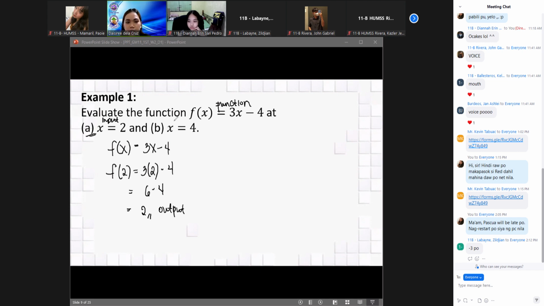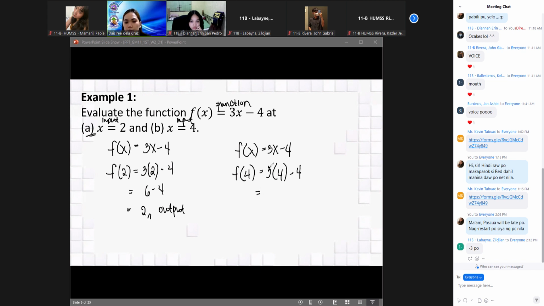Okay? Next, another input is yung sa letter B. X is equals to 4. So again, gamitin natin yung function f of x is equals to 3x minus 4. And then, substitute lang natin yung 4. So, f of 4 is equals to 3 times 4 minus 4.